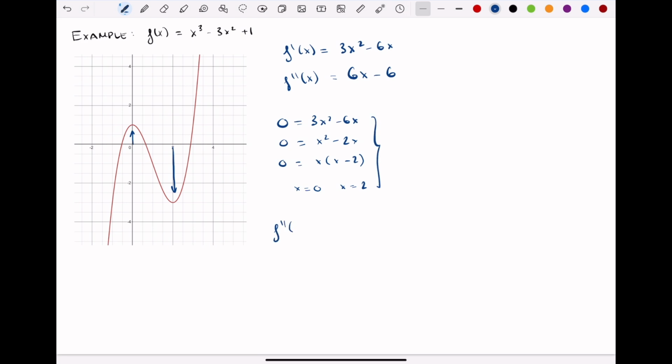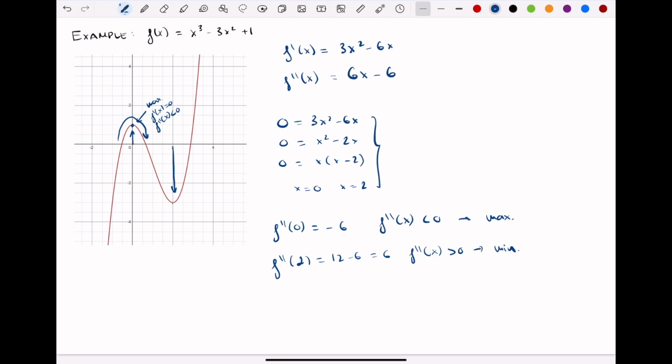So the second derivative at 0 is negative 6. So what does this tell us? Our second derivative is less than 0, so it's a maximum point, which is exactly what we see right here. And again, that's because our slope is decreasing. Now, the second derivative at 2 is 12 minus 6, so it's 6. So our second derivative is greater than 0, and therefore we have a minimum point. And this is exactly what we see right here. At x equal to 2, we have a minimum point with a derivative of 0 and a second derivative greater than 0.